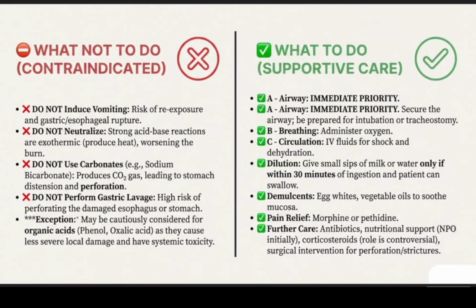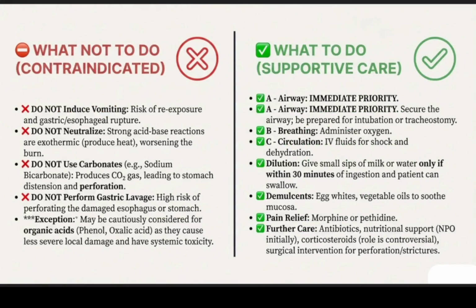Let us talk about what can be done. Airway, we have to give immediate priority to the airway, right? You remember, A, B, C, D, right? So airway, breathing, circulation, all that we have to check, and make sure that everything is proper. And finally, dilution, that means small sips of milk or water has to be given only within 30 minutes of ingestion, and if the patient can swallow. Either you can give egg whites or vegetable oils to soothe the mucosa. And pain relief, definitely burning pain is going to be there, and morphine or pethidine is the protocol. Further, antibiotics, nutritional support, corticosteroids, all that can be done.